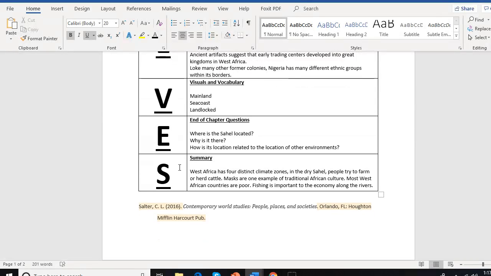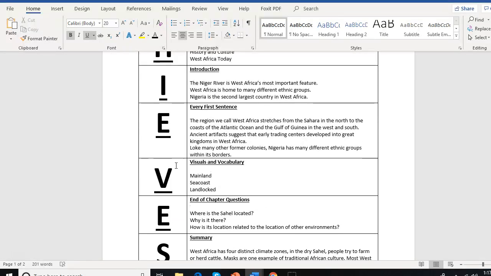And then our summary. West Africa has 4 distinct climate zones. In the dry Sahel, people try to farm or herd cattle. Masks are one example of traditional African culture. And most West African countries are poor. Fishing is important to the economy along the rivers.